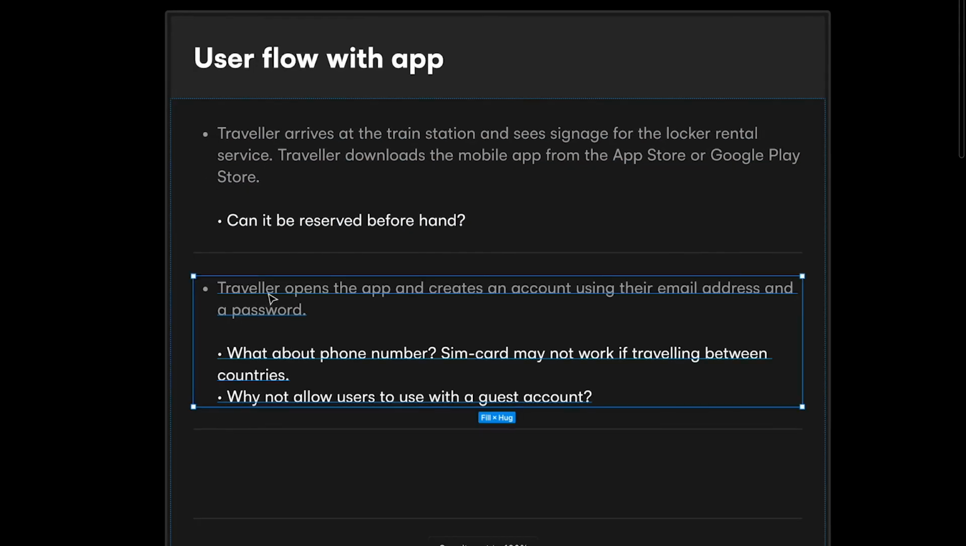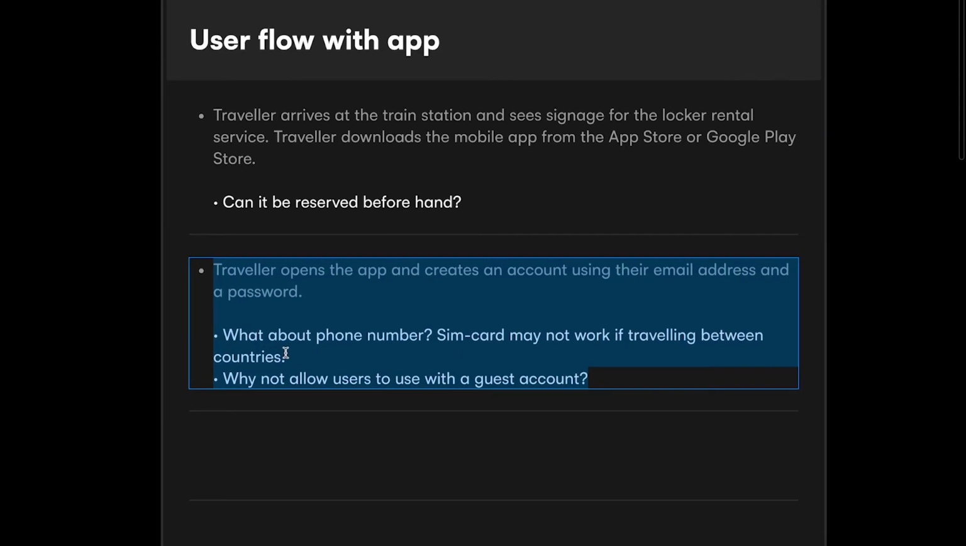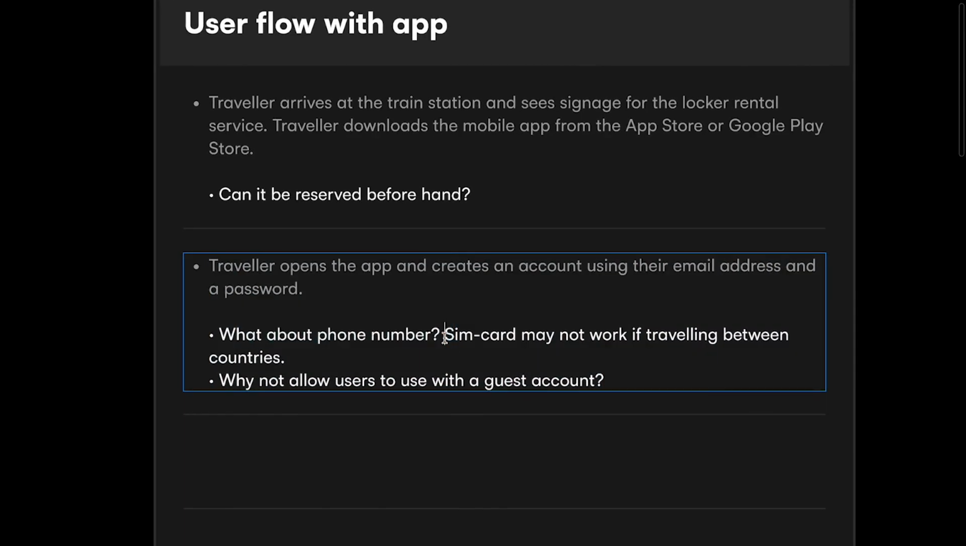The next one is the traveler opens the app and creates an account using their email address and a password. Now, the question here is, what about a phone number? Sometimes the SIM card may not work if you're traveling between countries, because a SIM card may work in only one particular country. Let's say you're in the European region and you live in a particular country, that SIM will not work in another country. So it might not make sense to make an account with a phone number, but obviously that option should be there.